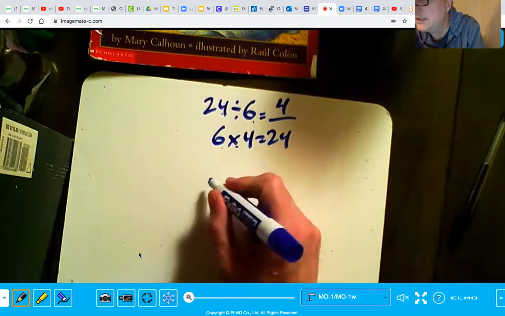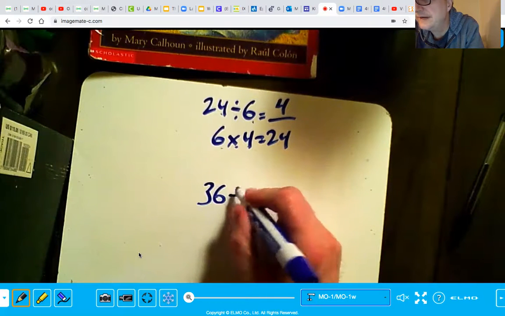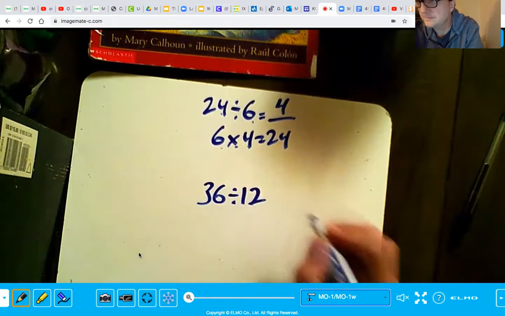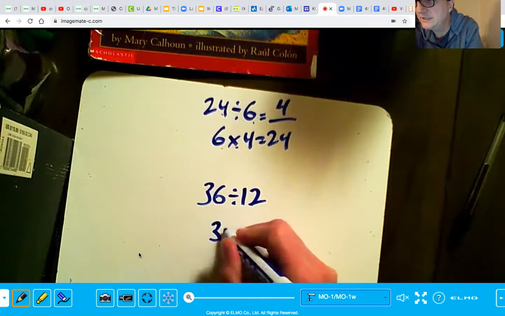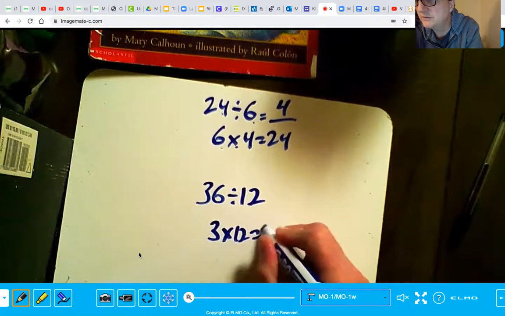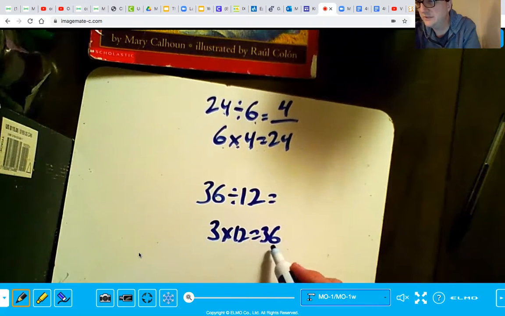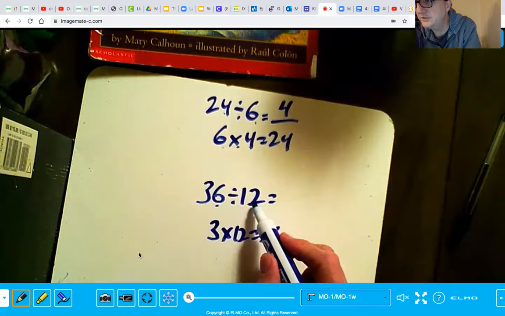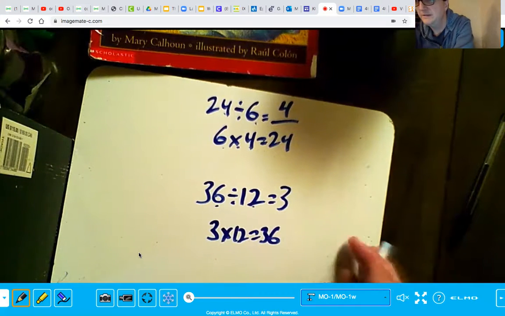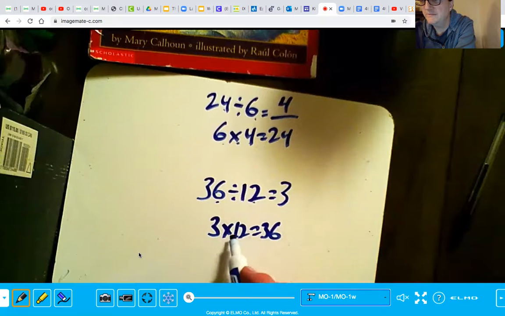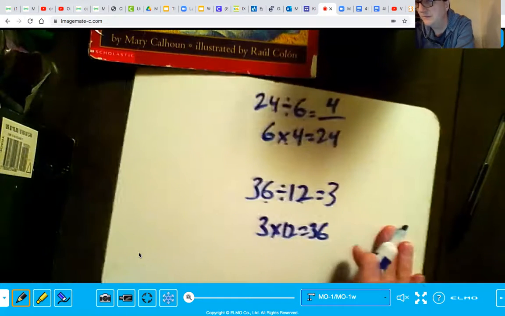Let's look at another one. Let's say we have 36 divided by 12. Well, I know this multiplication fact. 3 times 12 equals 36. 3 groups of 12 equals 36. That means if you take 36 and put it into groups of 12, you're going to have 3 groups. So you see the connection there. If you know the multiplication fact, it makes solving the division fact much easier.